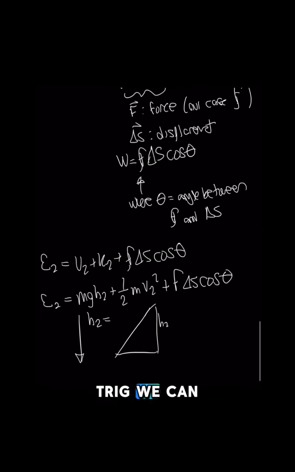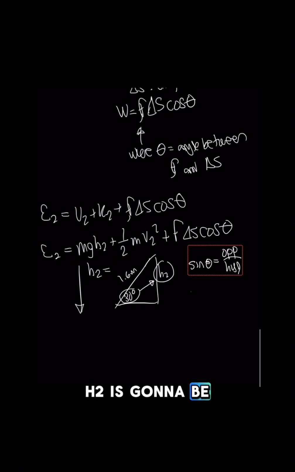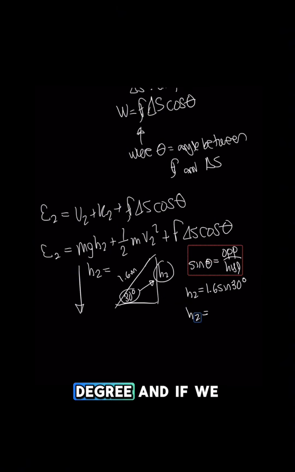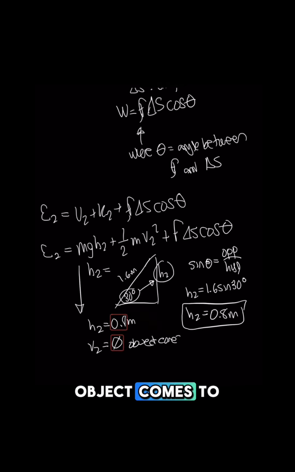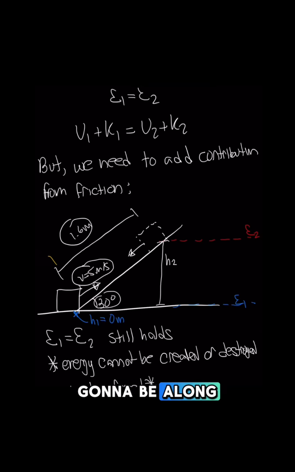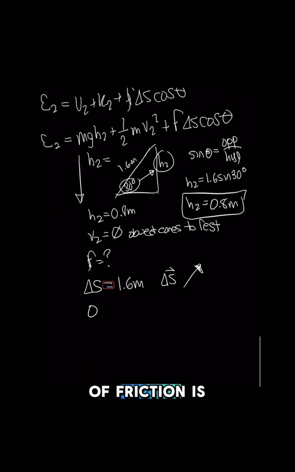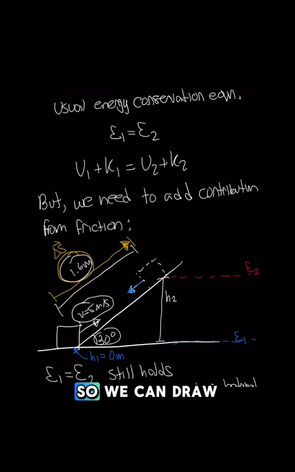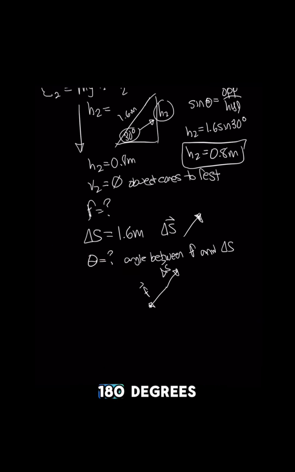So if we use trig, we can identify that H2 is opposite to the angle, so it's going to be sine theta. H2 is going to be 1.6 sine 30 degrees, and if we plug that in, we get 0.8 meters. Final velocity is going to be 0 because it says our object comes to rest. Our friction is unknown, and then our displacement is going to be along this line here, so it's going to be 1.6 meters, and it's going to be pointing in this direction here. For theta, the force of friction is pointed in this direction here, so we can draw an angle between the force of friction and delta S. It's going to be 180 degrees.